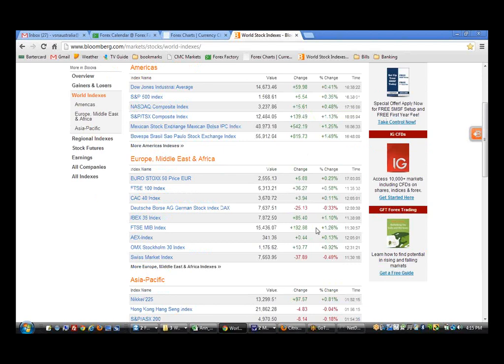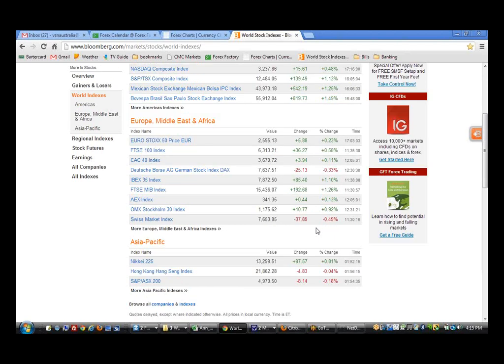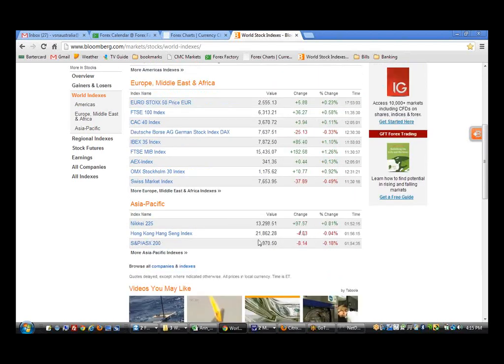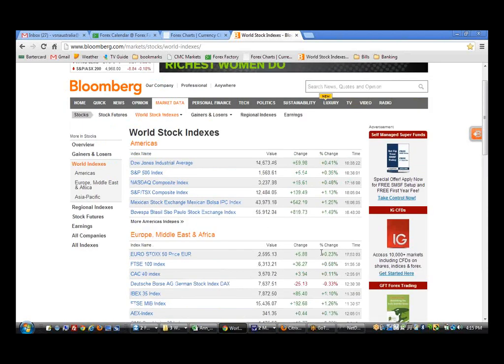and the Asian market is quite mixed. In the Asian market, the Nikkei was up 97 points, and the other two, Hong Kong Hang Seng, is down not much by about 4 points, and 8 points down with the ASX, S&P/ASX 200. Okay, so that's what we look for with the world stock indexes.